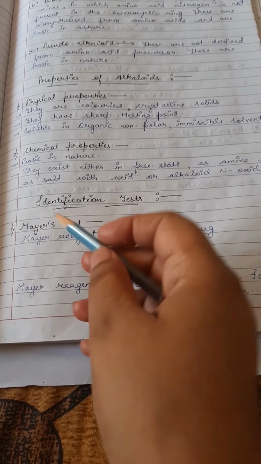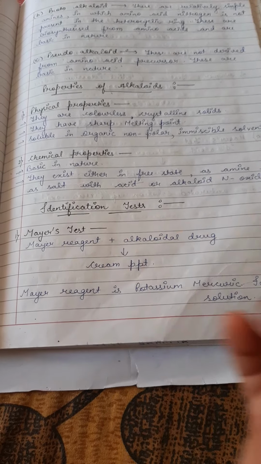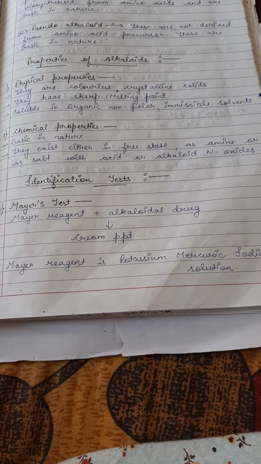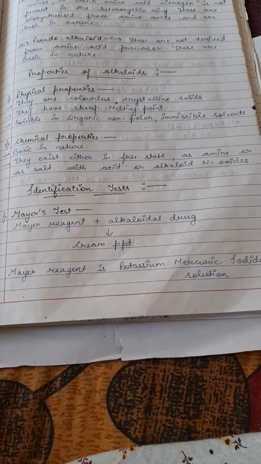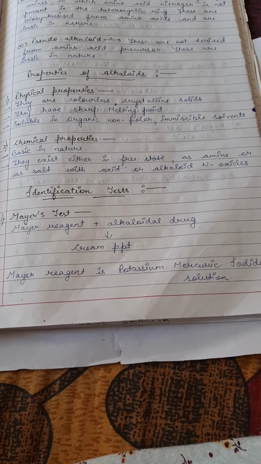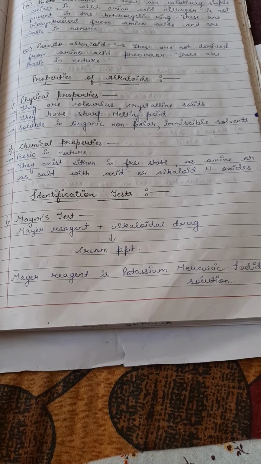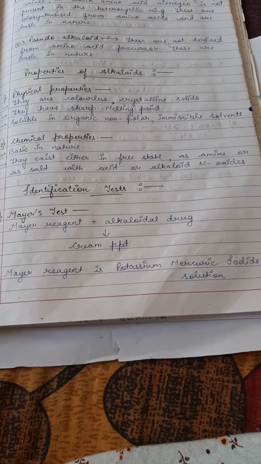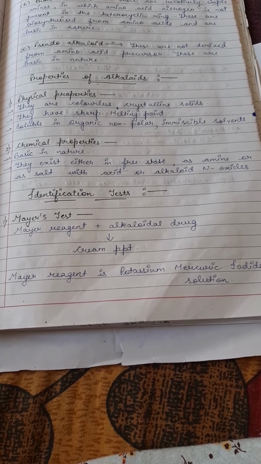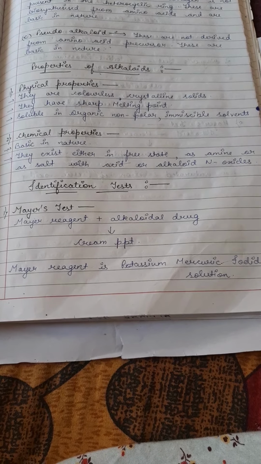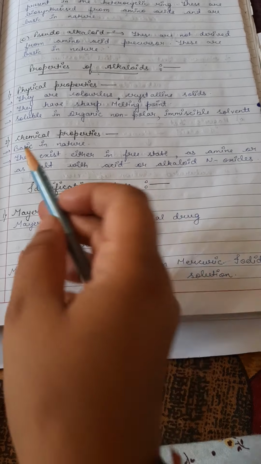Next are the identification tests. We have four types of identification tests by which we can identify alkaloids. If I give you a sample, will you be able to identify whether the sample I have given you is an alkaloid? How can you identify it? We have to apply some tests to identify that the given sample is an alkaloid. For that we have basically four tests. First is the Mayer's test.